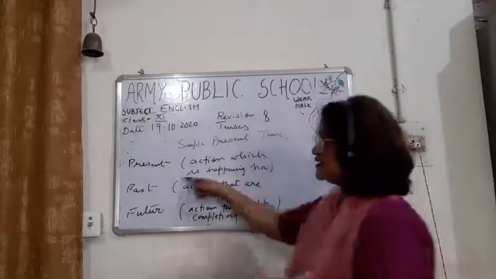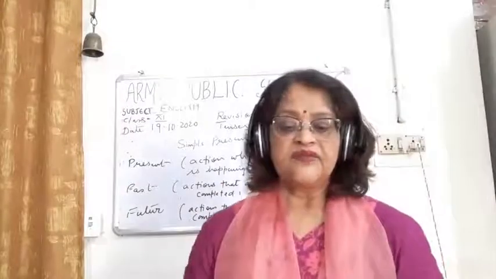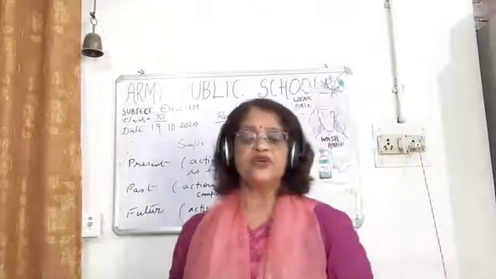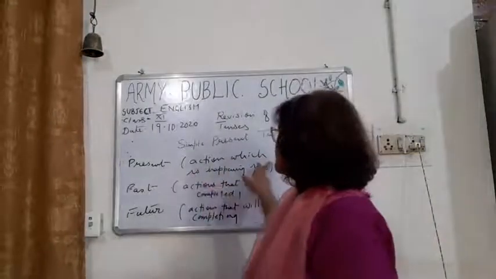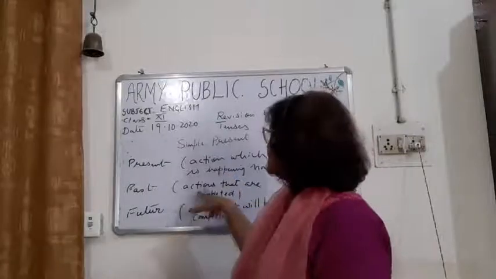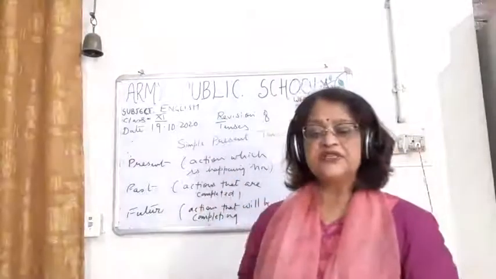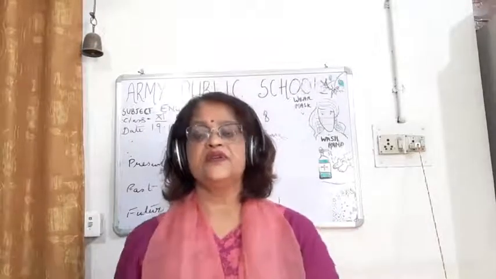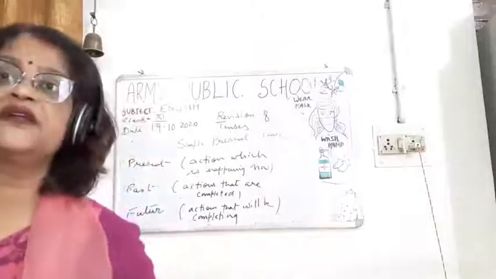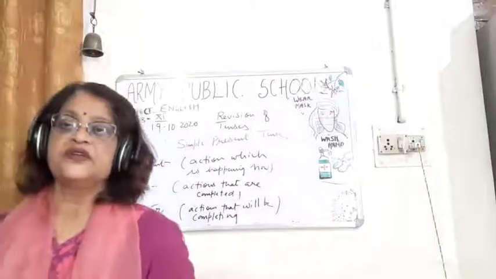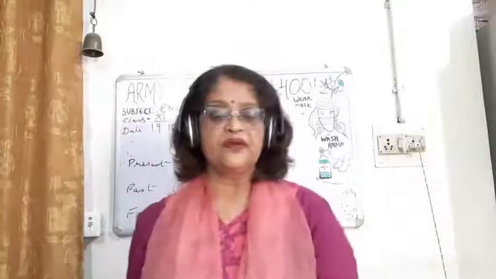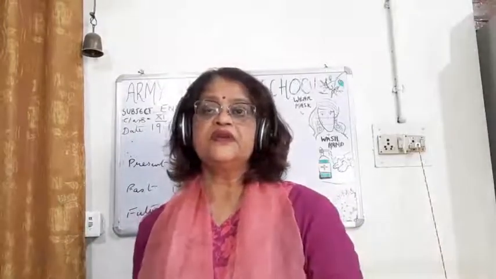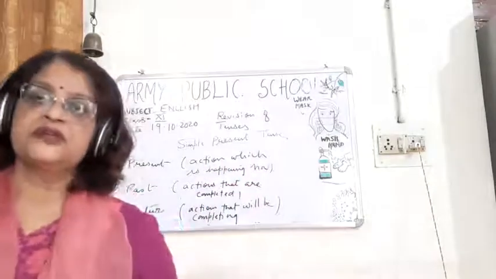So children, present, past and future: you can see that we mention the time of an action in the following way. Present, an action which is happening now. Past, action that is already completed, which we have completed. And then future, the action which will be happening. That is a future tense. And the degree of completeness of an action is mentioned in the following way.